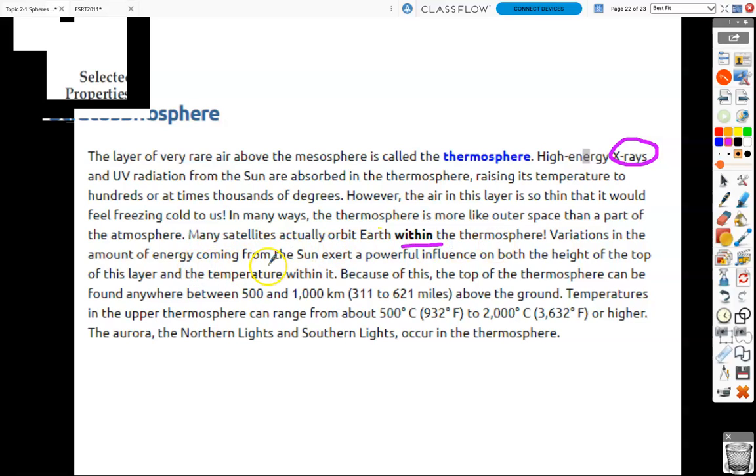Variations in the amount of energy coming from the sun exert a more powerful influence on both the height of the top of the thermosphere and the temperature within. Because of this, the top of the thermosphere can be found anywhere from 500 to 1,000 kilometers above the ground. Temperatures in the upper thermosphere can range from 500 Celsius to 2,000 Celsius, 3,600 plus Fahrenheit. The aurora, or the northern lights, and the southern lights occur in the thermosphere.